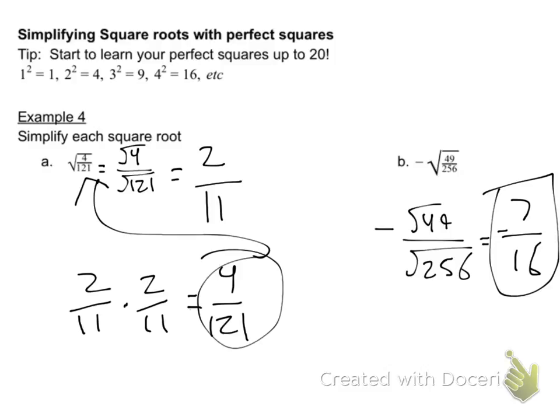Why does this work? Because the negative is out front. When we're taking the square root, it's really 7/16. The negative is placed along the side. Any questions?